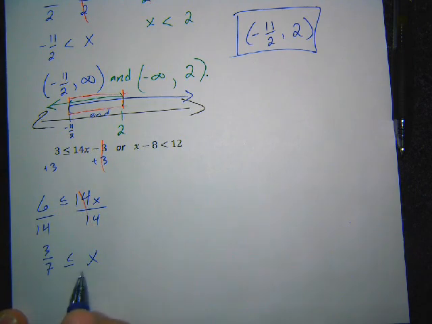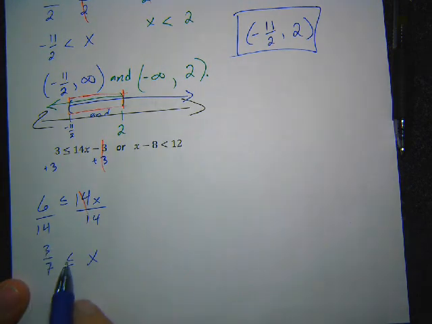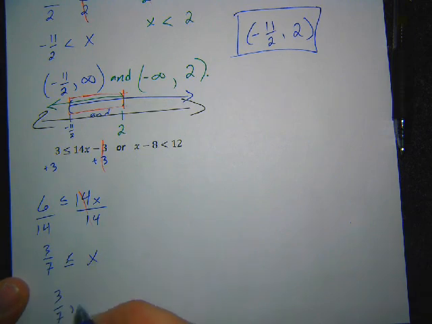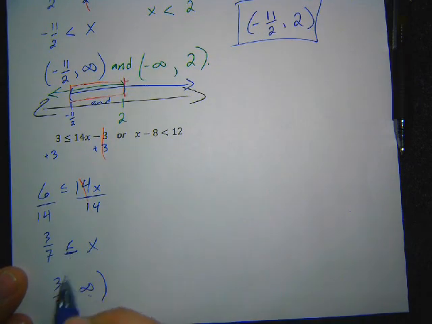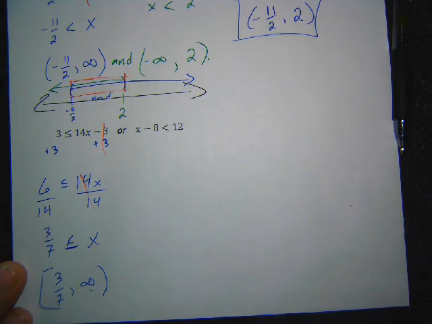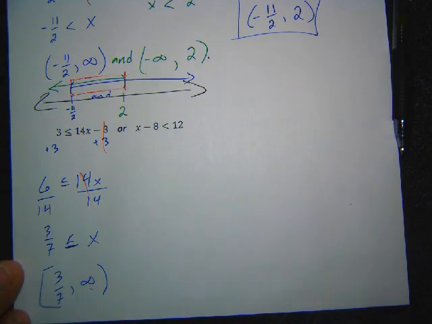So this would be a set of numbers for this one. And if I wrote this as an inequality, I'm looking at 3/7 is smaller, x is bigger, so I'm going to say 3/7 to infinity. Parentheses is for infinity because infinity is always parentheses. But since there's an equals line here, the 3/7 is going to get a bracket for including the 3/7. Okay, let's try the other one.